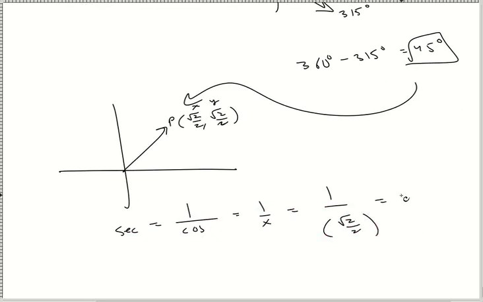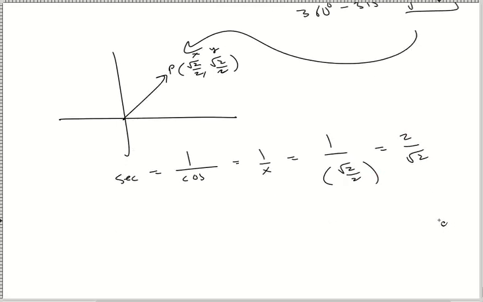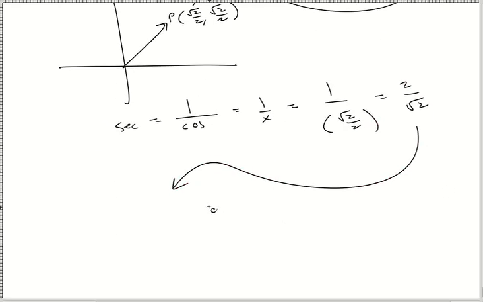Oh, yeah, and then I flip it. 2 over the square root of 2. Oh, but my math lab wants to simplify it, so then I pop it up and leave the number behind. Because I have a 2 over 2, I can cancel it and leave it like this. Now, do I get it right or wrong?